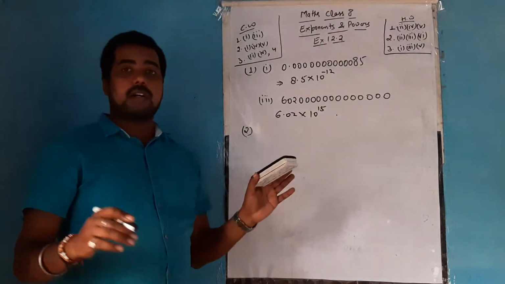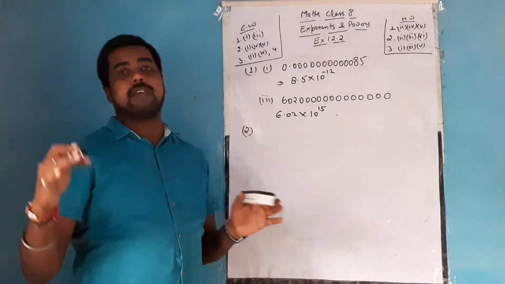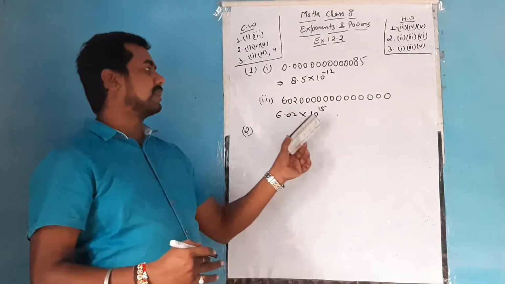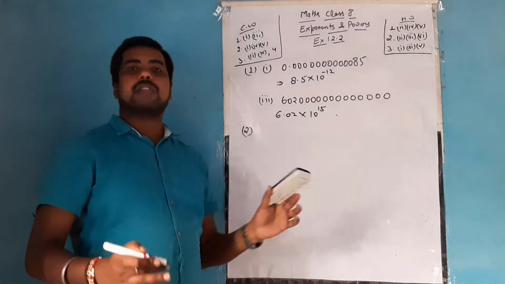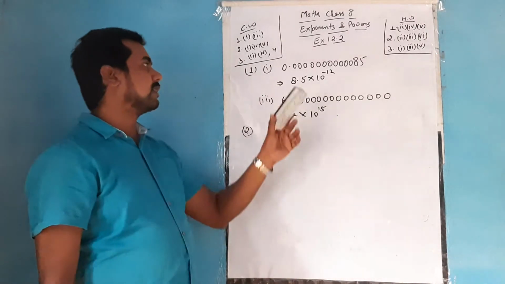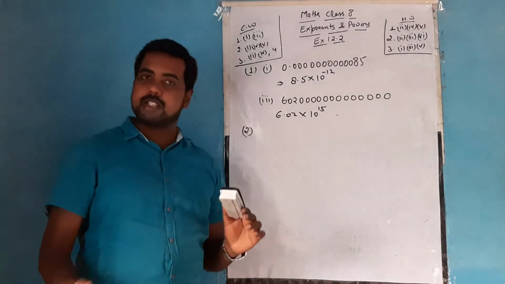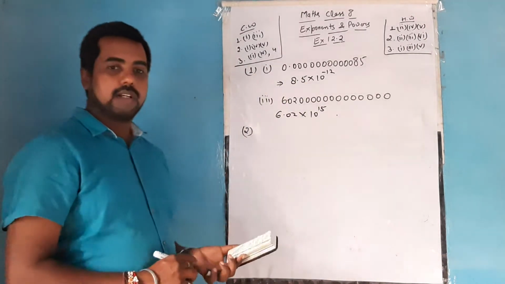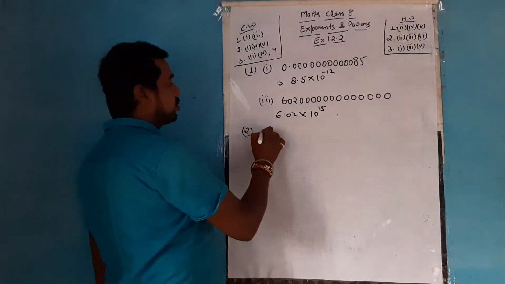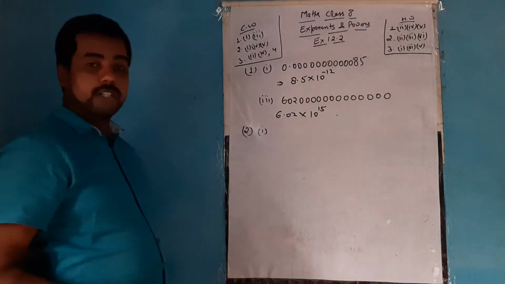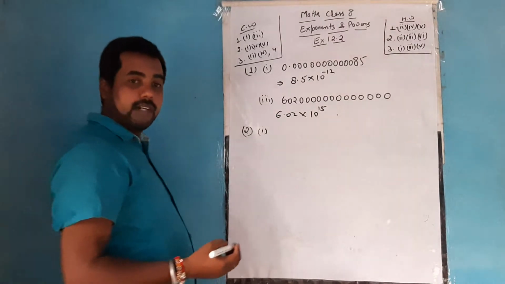Always remember, again I am repeating, shifting from right to left results in a positive exponent, and shifting from left to right results in a negative exponent. This is the only thing you need to understand. Now the second question is already in the standard form. We need to express it in the expanded form.